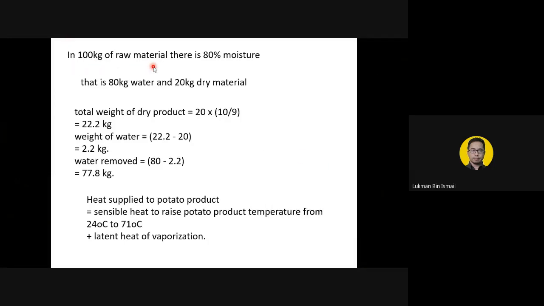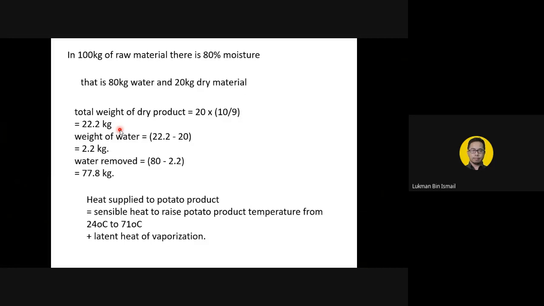100 kilogram of raw material, which is the potato, is with 80% of moisture. That is 80 kilogram of water and 20 kilogram of dry material, such as starch. So total weight of the dry product is 20 times 10 over 9, which is 22.2 kilogram. This is how you calculate the dry product.